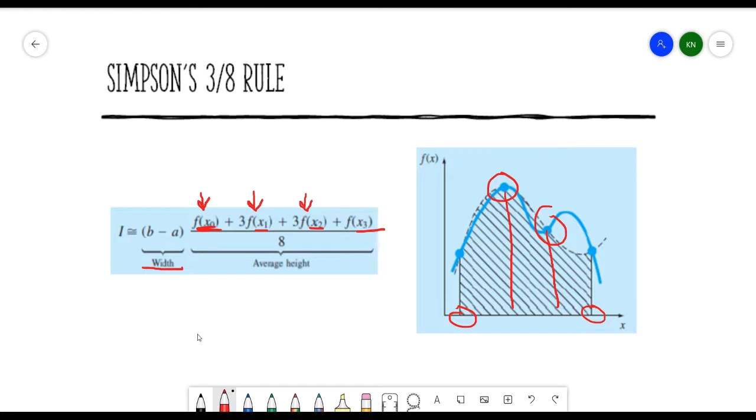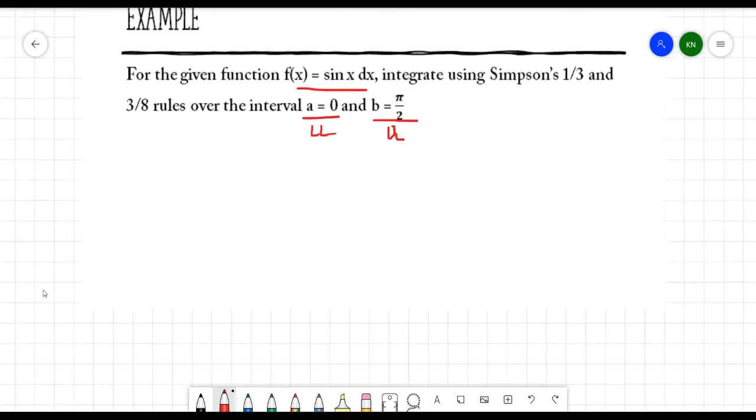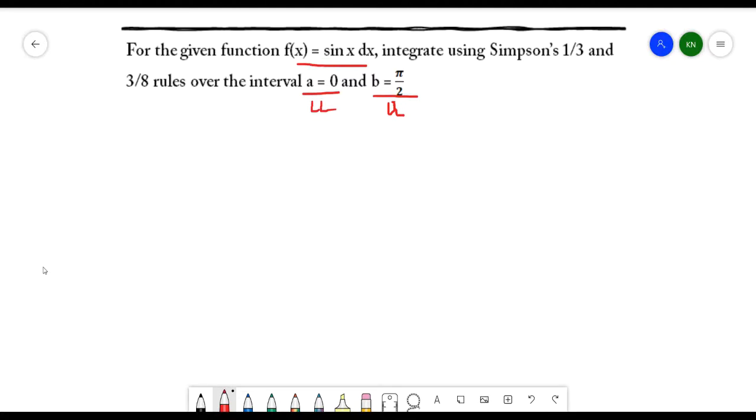So let's start with an example. We have here the given function f of x equal to sine x dx. Integrate using Simpson's 1/3 and 3/8 rules over the interval a equal to 0 and b equal to pi over 2. Meaning to say, a is our lower limit and b is our upper limit. From here, you can try to graph this one. Let's try to solve this one first using Simpson's 1/3 rule.